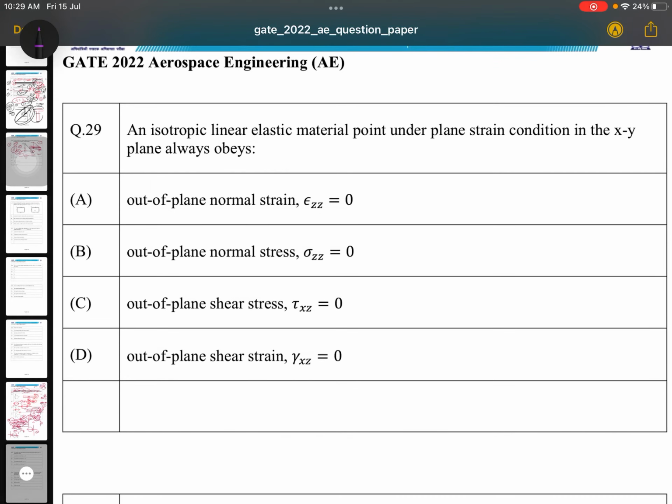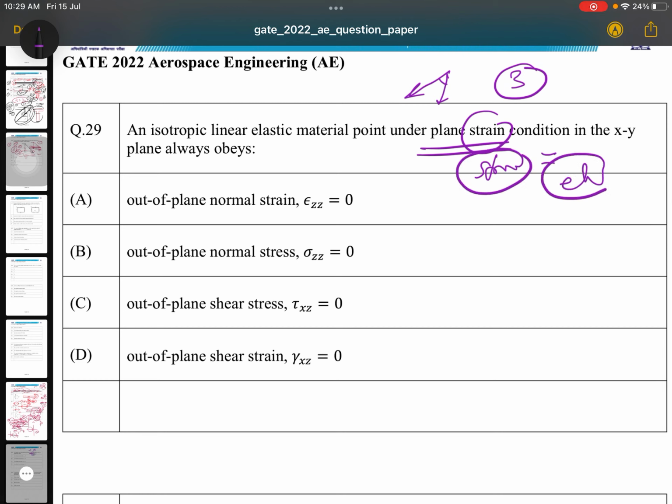And yes, this one is another super hit question. Why this question is very interesting is because three times already they have asked this question in past years. Actually, there are two very popular conditions: one is plane strain condition and one is plane stress condition. When you complete the theory of elasticity, that time you will know about all these things in detail.